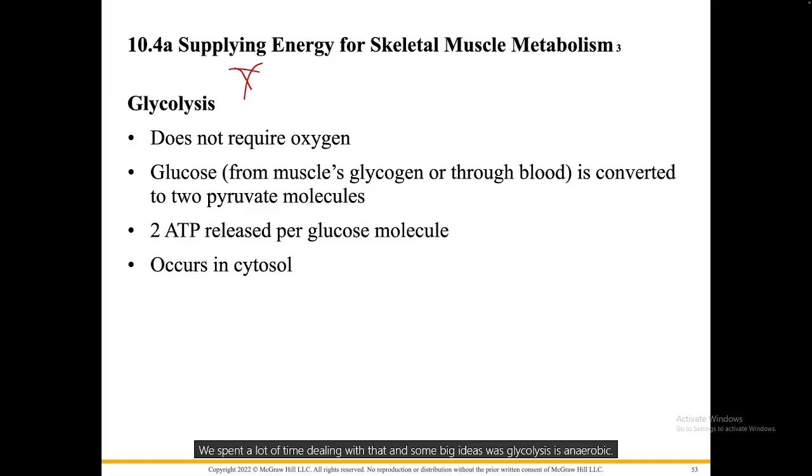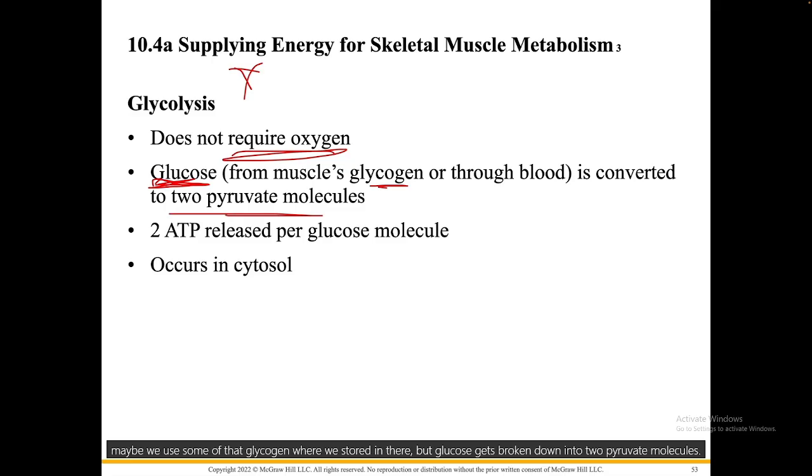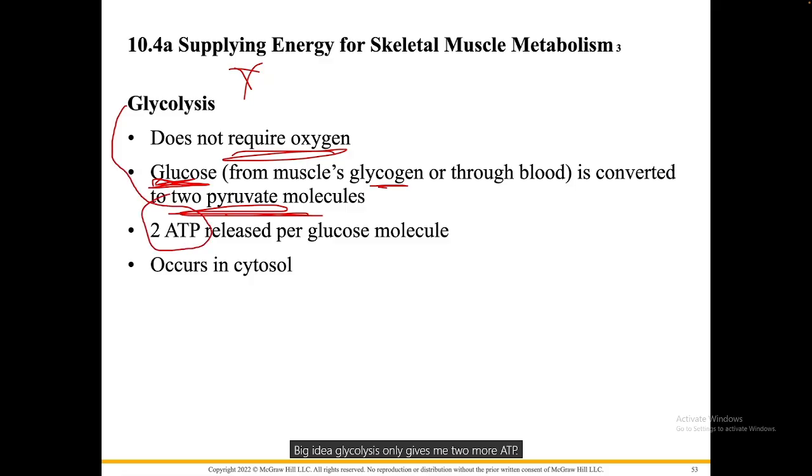Glycolysis, we spent a lot of time dealing with that, and one big idea was glycolysis is anaerobic. It does not require oxygen. Glycolysis is when we start with glucose. We probably pulled that from our blood, or here in the voluntary muscles, maybe we use some of that glycogen where we stored it in there. But glucose gets broken down into 2 pyruvate molecules. Big idea, glycolysis only gives me 2 more ATP, right? I don't have to breathe hard. It doesn't give me much more energy. Glycolysis happens in the cytosol, in that fluid-like stuff of a cell.